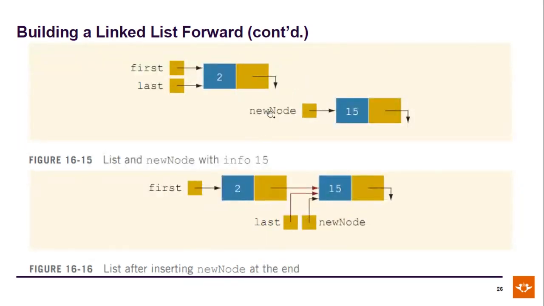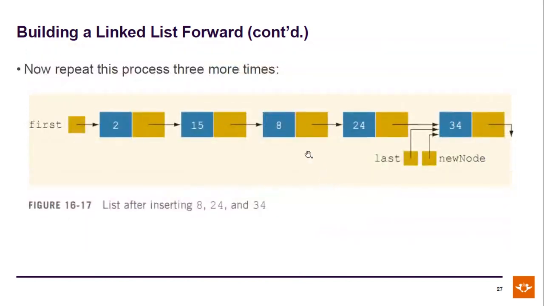When you have a new node, which is 15, the head does not move. It's always pointing to 2, but now last will move and it will point to the new node. And then the new node pointer will point to the new node. And then you make the 2 point to the new node. And so forth. The process repeats itself until you are done adding your elements.